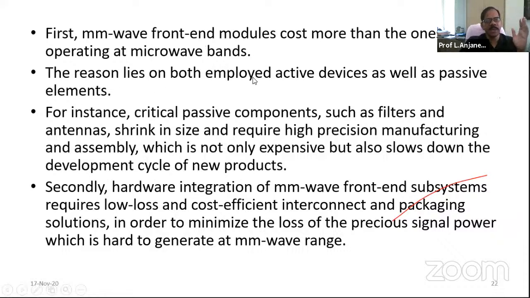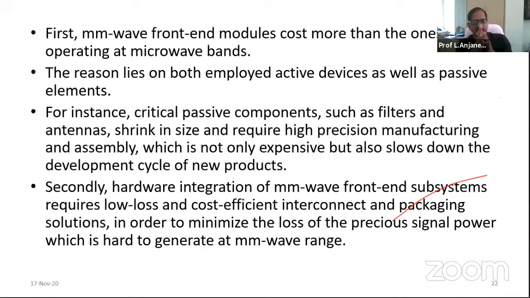The reason is mainly that active devices as well as passive devices used here are quite expensive. For example, passive components such as filters, and also the microstrip antennas that you fabricate, become smaller in size. Whenever you want to build very small things of a few millimeters in dimension, you require a lot of precision in manufacturing, because the tolerance you need is only about 0.001 mm. Even if it is offset by more than the tolerance level, the entire characteristics will change and it cannot be used at all. Therefore the manufacturing process becomes costly, and then the assembling cost also becomes more.